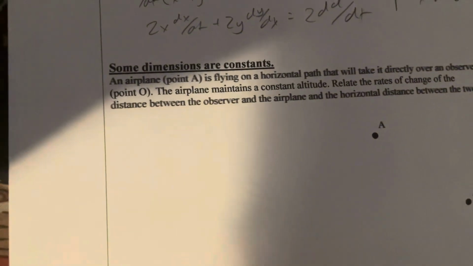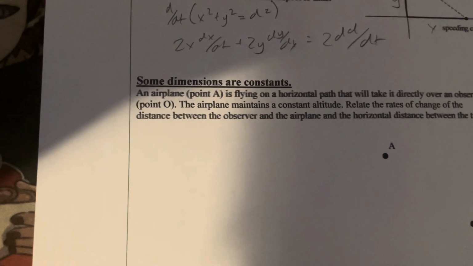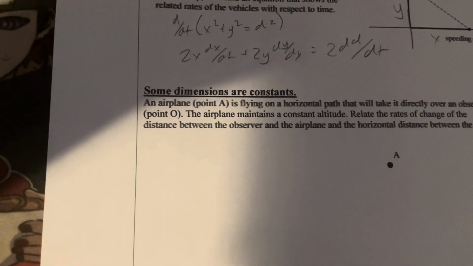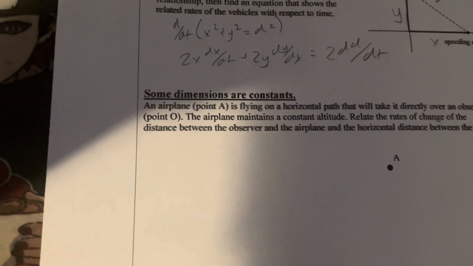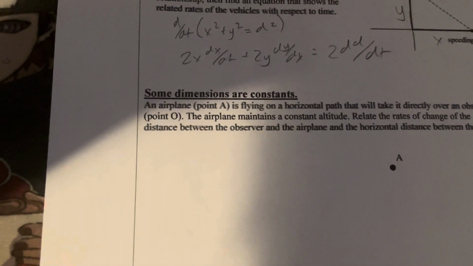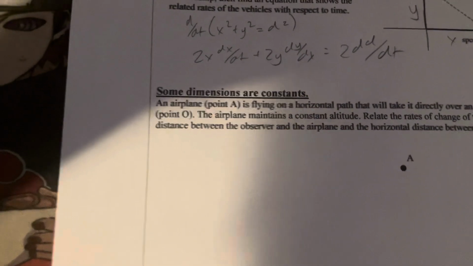Some dimensions are constants. An airplane, point A, is flying on a horizontal path that will take it directly over an observer, point O. The airplane maintains a constant altitude. Relate the rates of change of the distance between the observer and the airplane and the horizontal distance between the two.